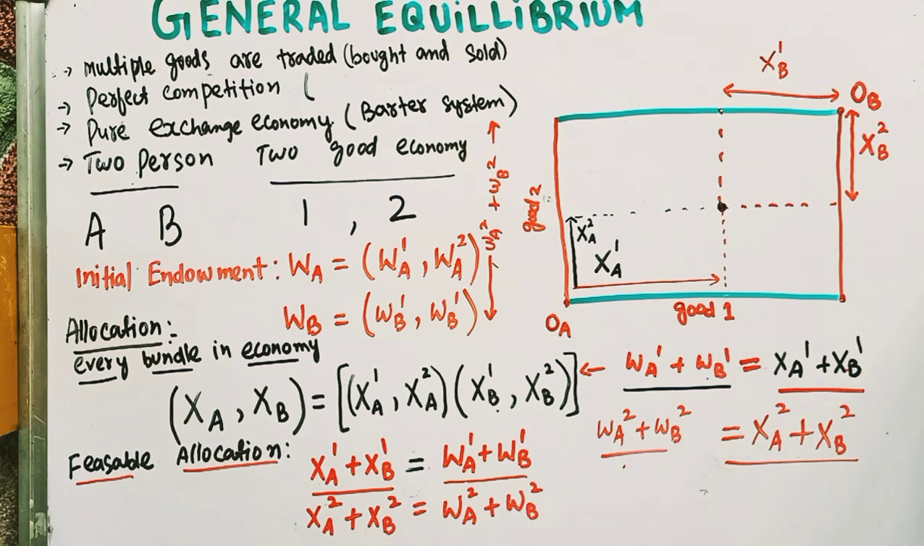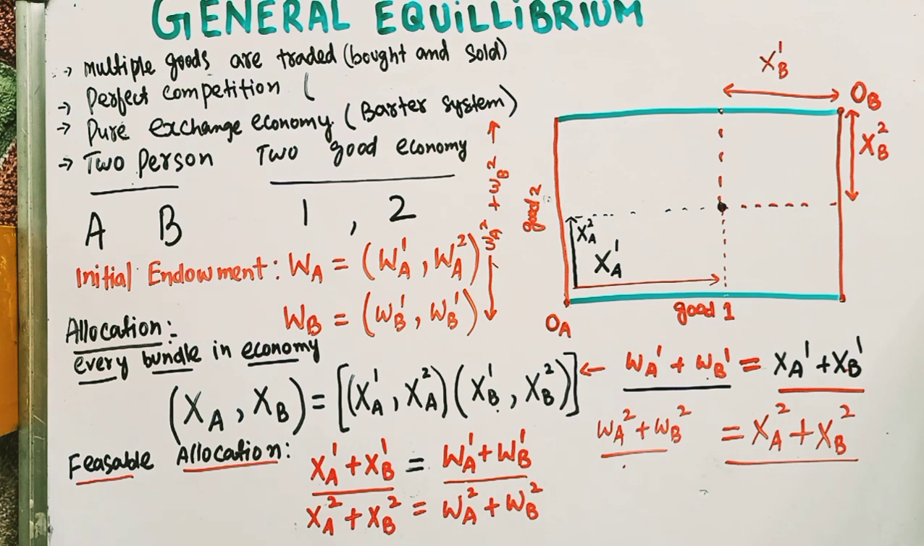So any point in this box is actually a feasible allocation. By feasible allocation, what we mean is that the demand of the two goods is exactly equal to the initial endowments that the two persons have brought, or simply demand is equal to supply.